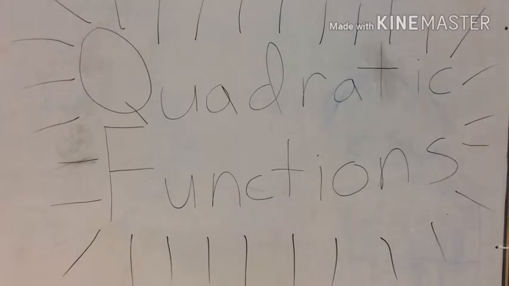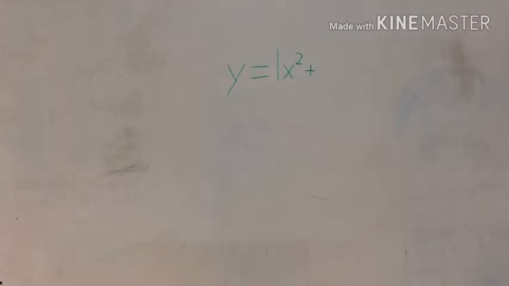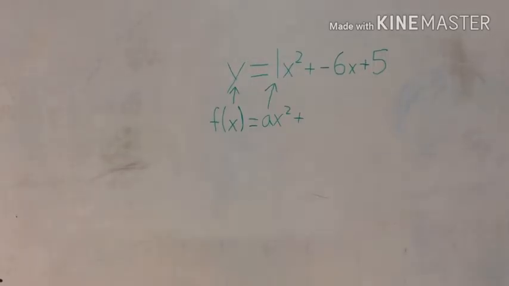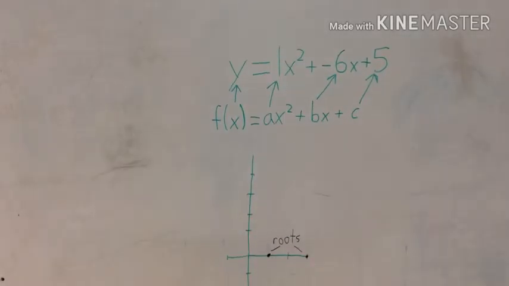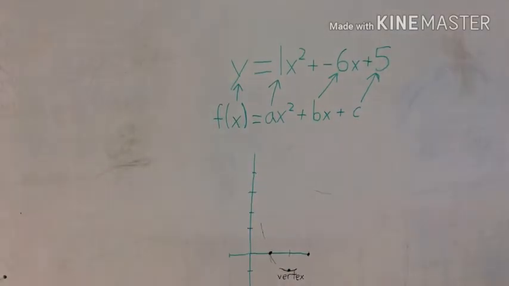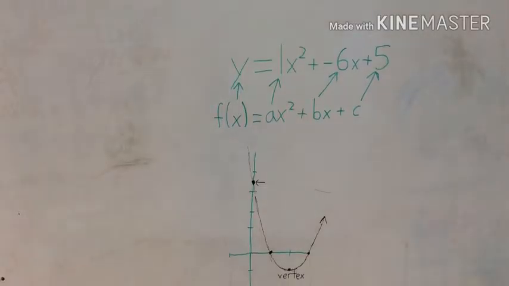Quadratic functions. We will start with a simple equation, y equals 1x squared plus negative 6x plus 5. We will start by making a parabola on a graph. The points where the parabola crosses the x-axis are the roots, if it does cross the x-axis at all. The vertex is a point where the parabola turns around and starts going the other direction.